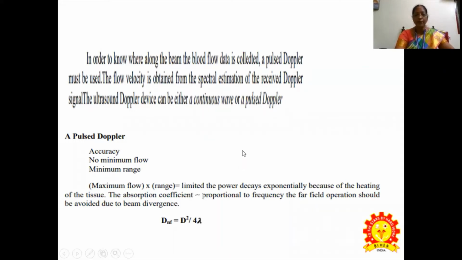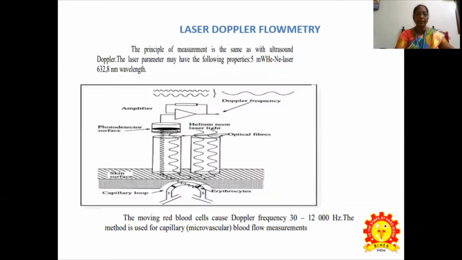The far field operation should be avoided due to beam divergence. So DNF is equal to D square by 4 lambda, where D is the diameter of the transducer and lambda is the wavelength.